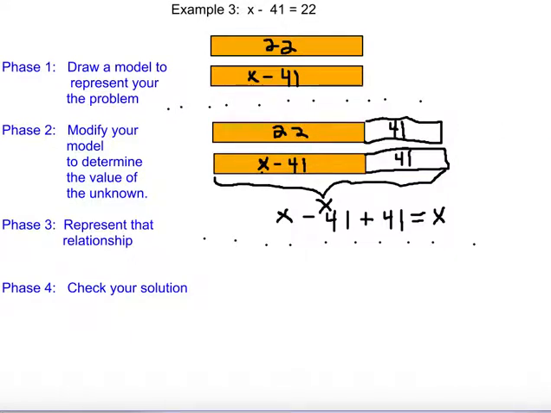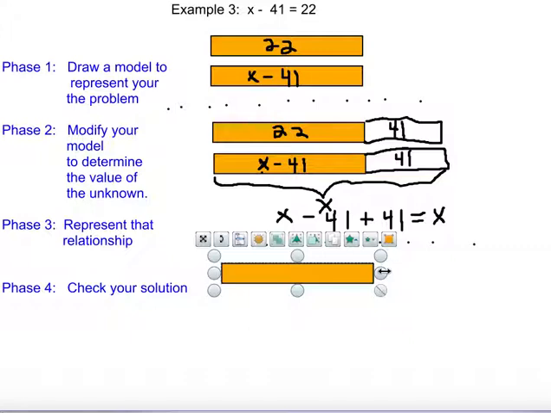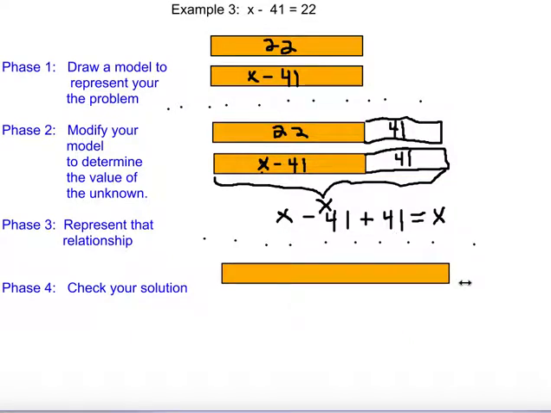So let us create another tape diagram to represent this relationship, but we're going to make this slightly longer. And this first tape diagram has to have a value of 22 plus 41. Well, if you add 22 plus 41, combine that, that would equal 63.